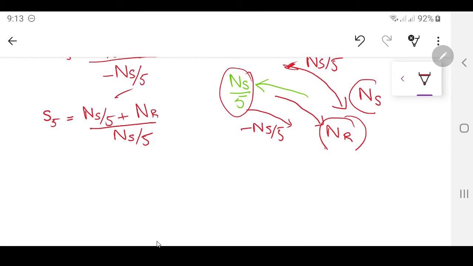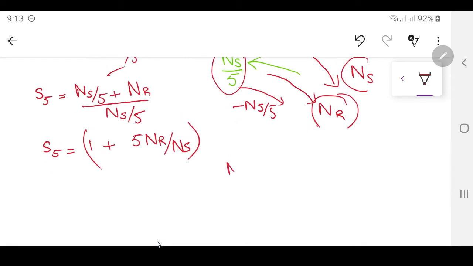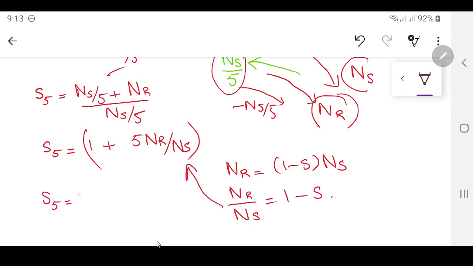Now I can do some simplifications over here. Since this is the slip with respect to the fifth harmonic, I can write this one as 1 plus 5 Nr divided by Ns. And now since I know already due to one formula that Nr is equal to (1 minus S) Ns, this formula is already known to you, I can write Nr over Ns is equal to 1 minus S. I can put this in the above equation. So S5 is going to be equal to 1 plus 5 times (1 minus S). Now if I do some simplification, S5 is equal to 6 minus 5S.